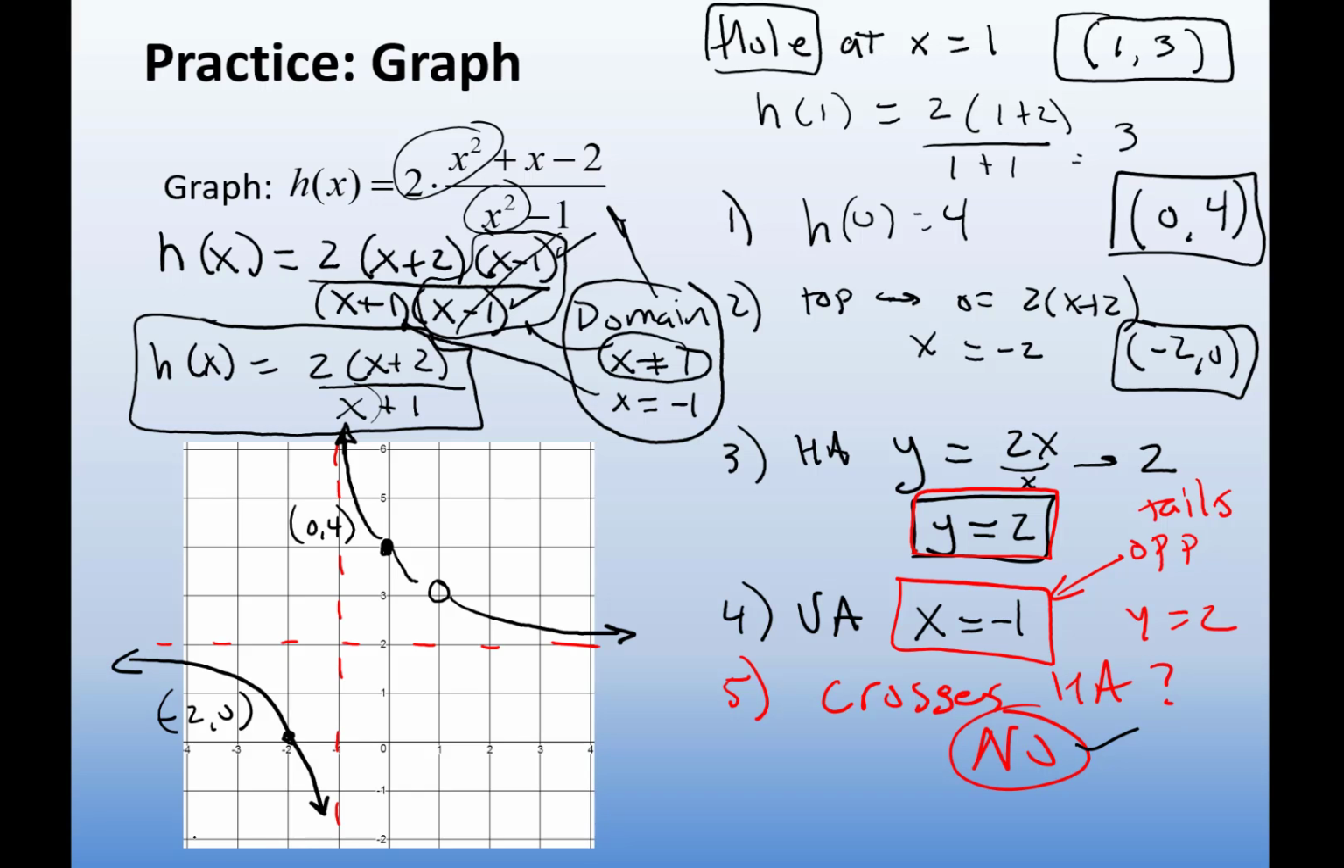Let's see the actual graph and see how well we did. Okay, there we did. There's the hole. And our branches are reasonably good. So we got a pretty rough sketch. So this idea of a hole doesn't come up a lot, but it does happen when the numerator and denominator have the same linear factor.